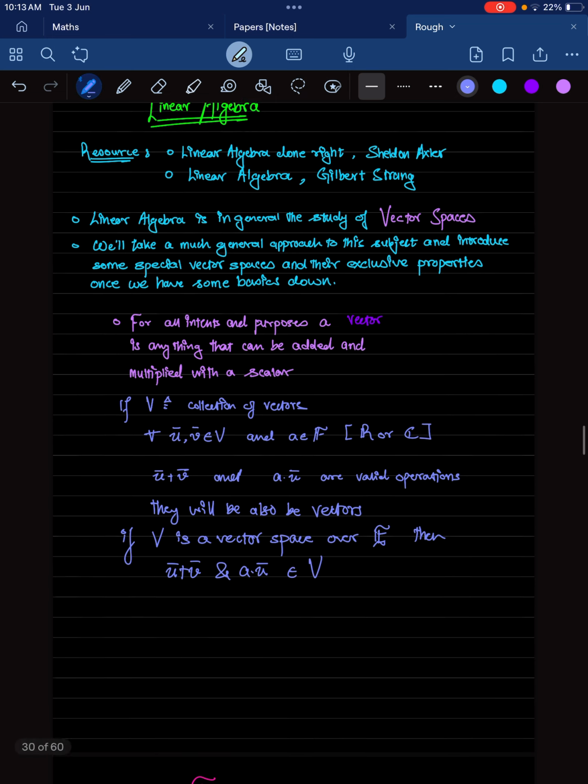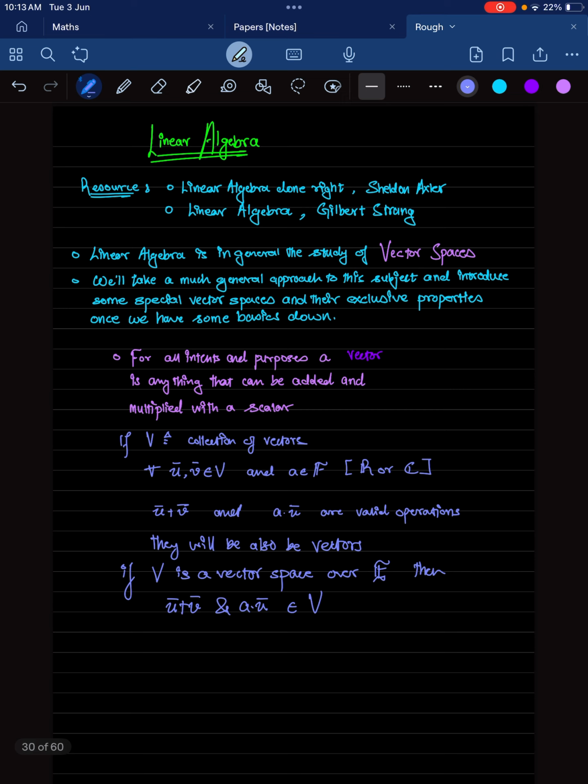So if your V is a vector space over F, that is the field, and by field I mean the real numbers or the set of complex numbers, then the addition operation and the scalar multiplication will be closed. So they'll follow the property of closure. This vector space V will be closed under this addition and multiplication operation.